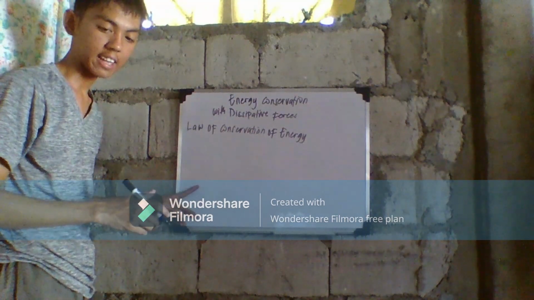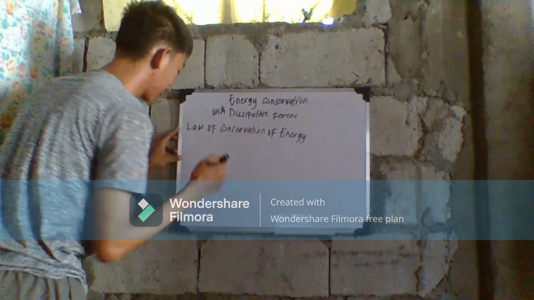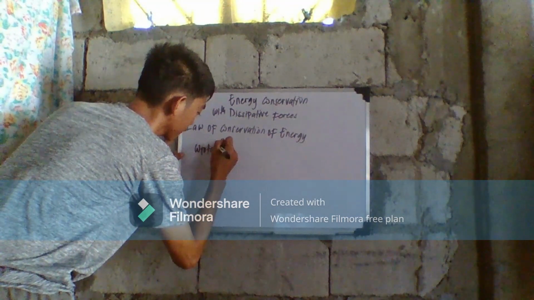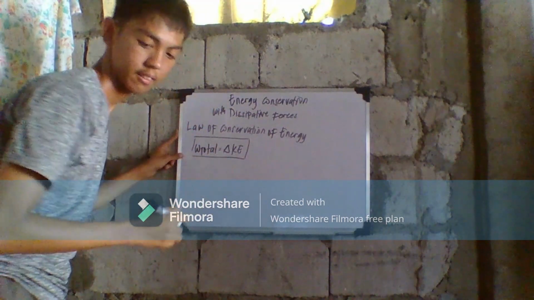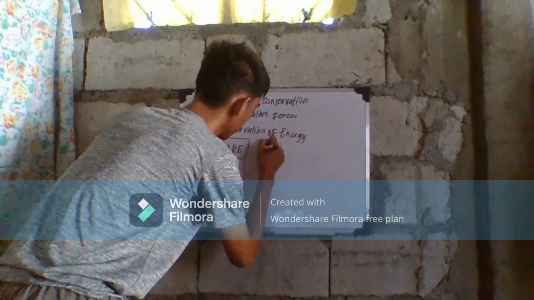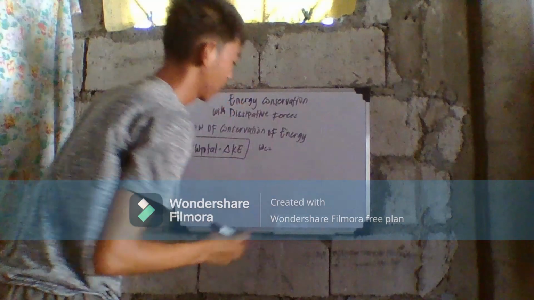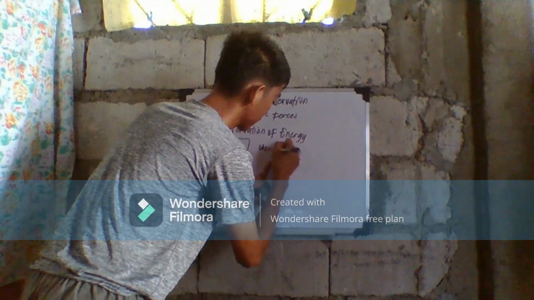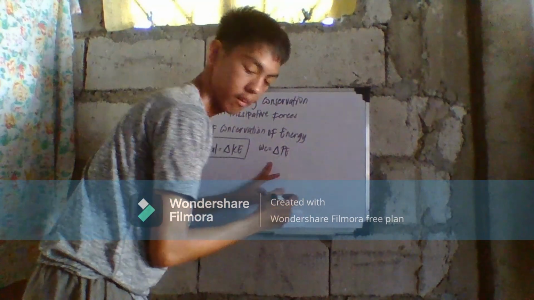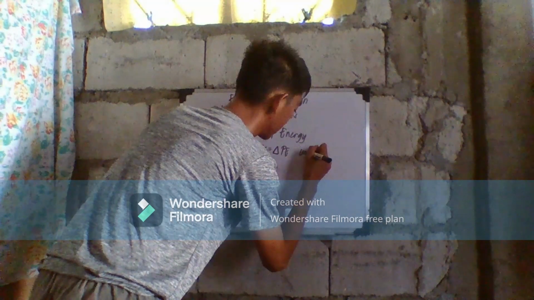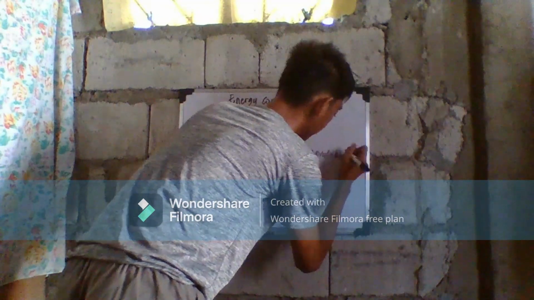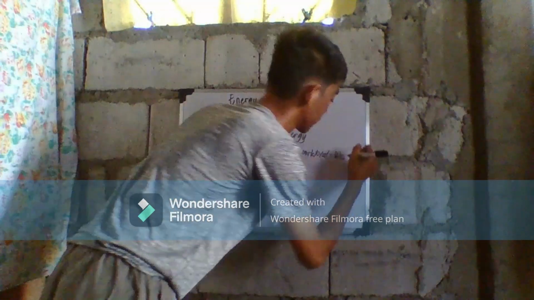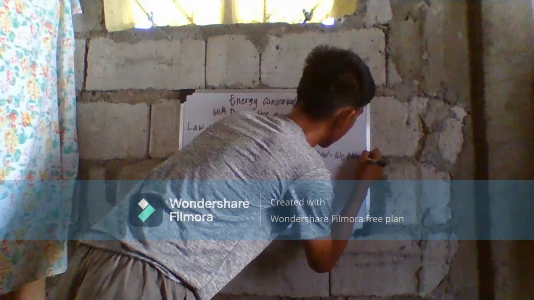So, energy conservation with dissipative forces. We have these formulas: work total equals change in kinetic energy, work conservative equals negative change in potential energy, and work total equals work conservative plus work non-conservative.